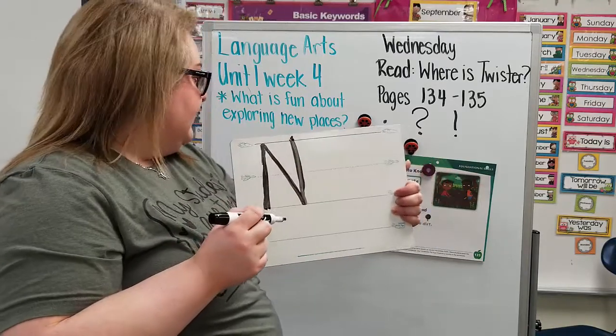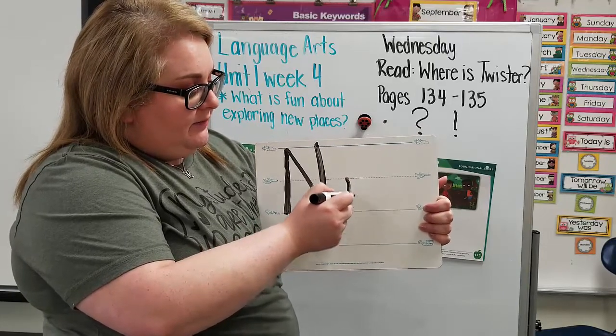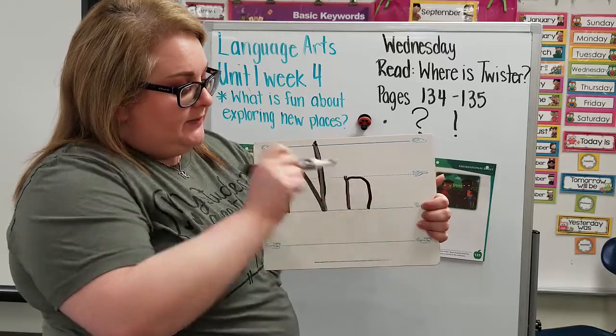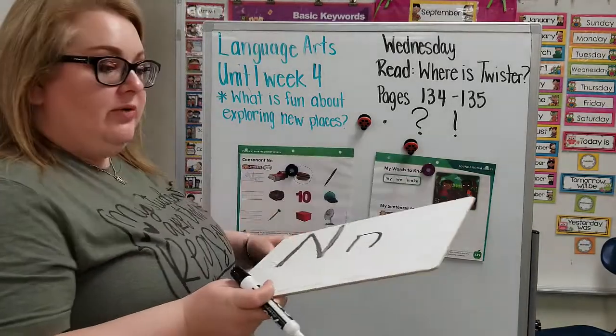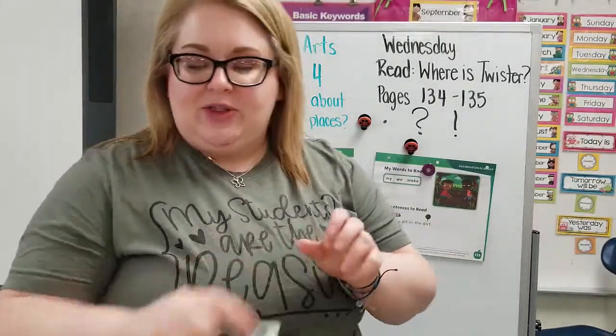Okay? For a little N, you start here at the plane line, go straight down the elevator, pick your pencil up, come over, and do a curve around. Okay? So we're going to practice our N's over here. Get your pencil ready, and then we'll trace it with a crayon too.